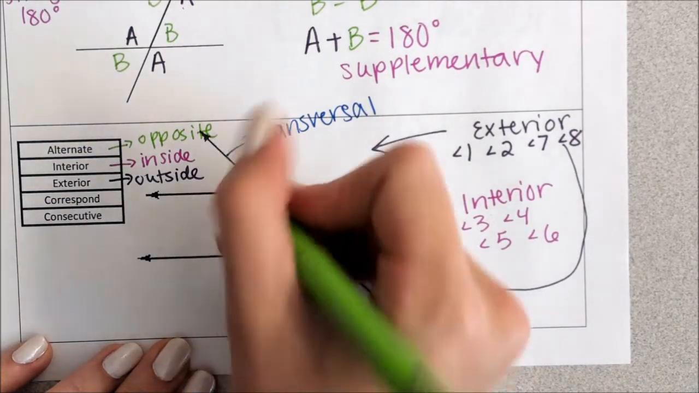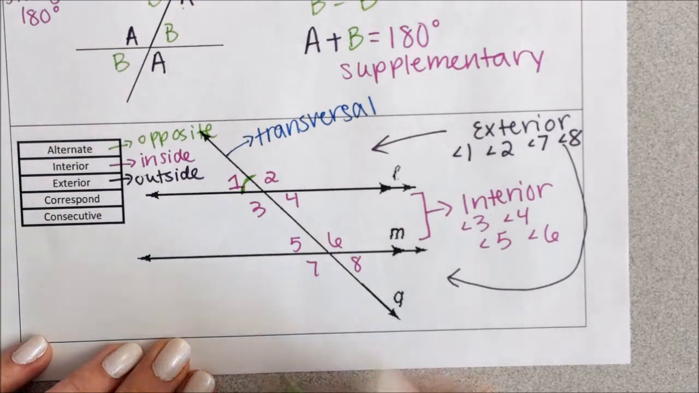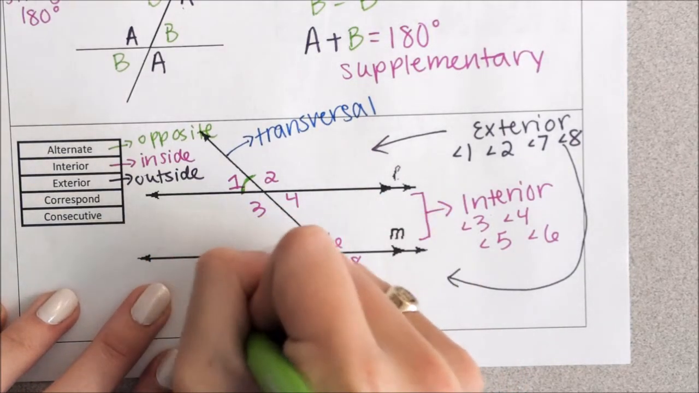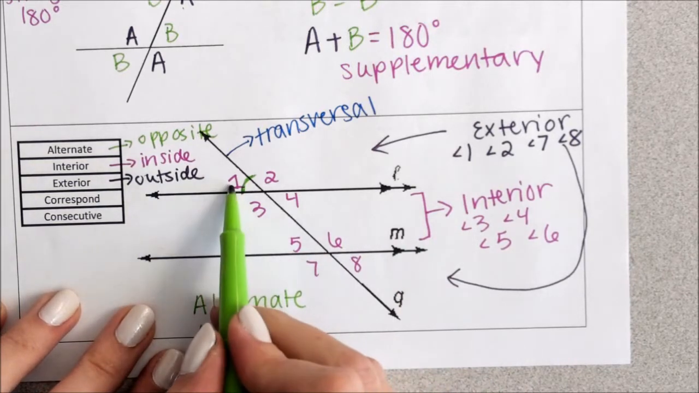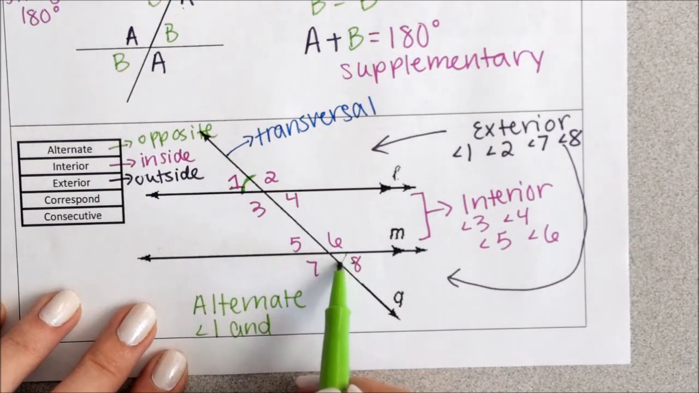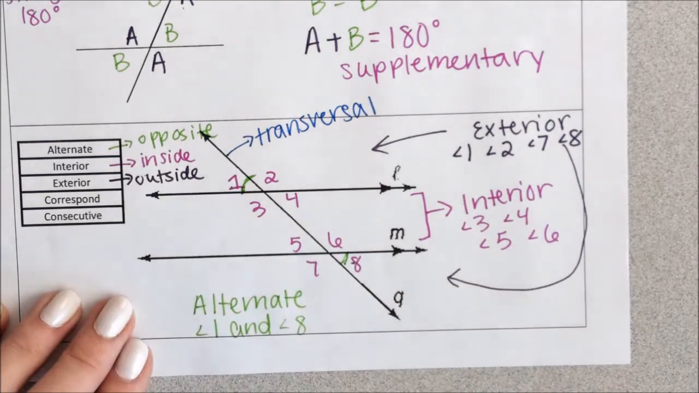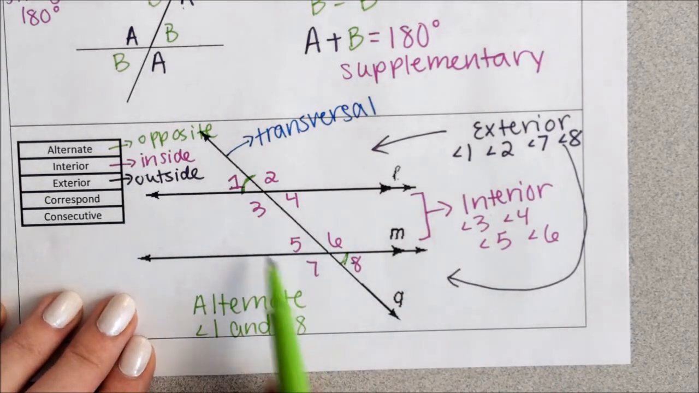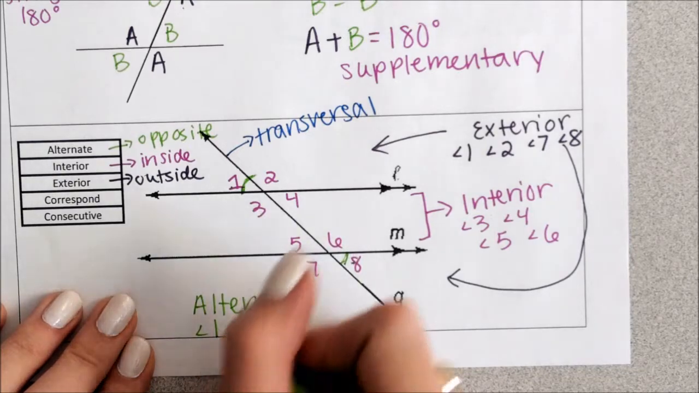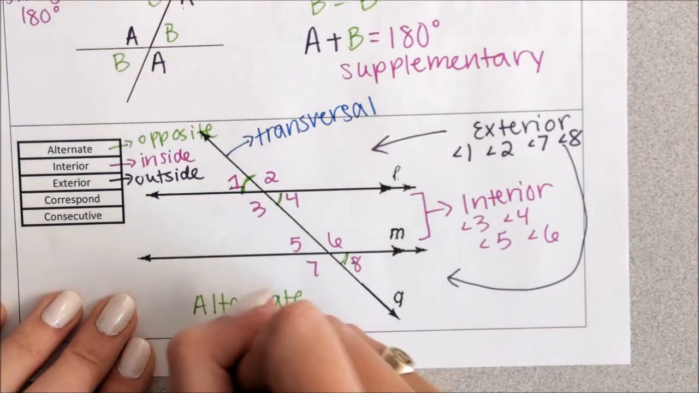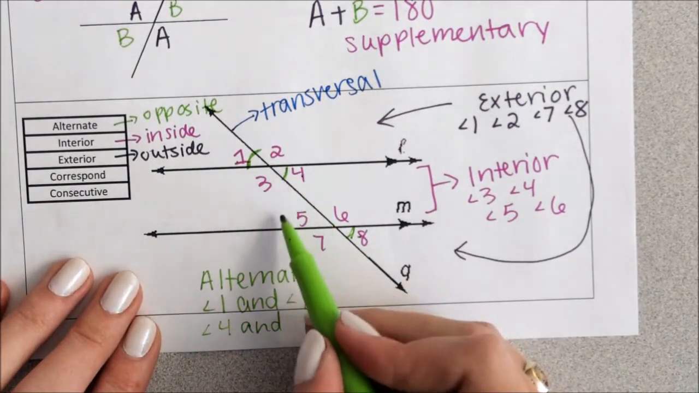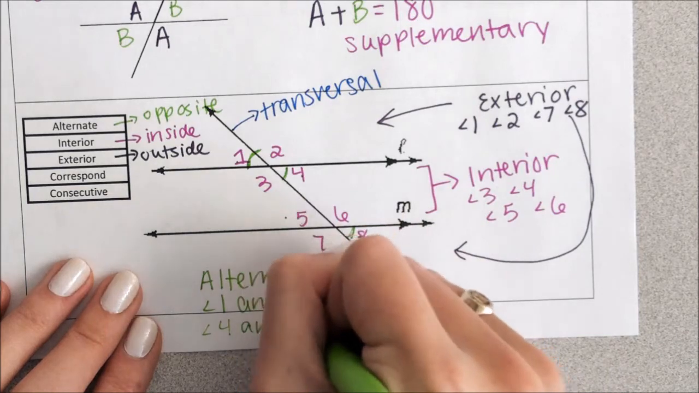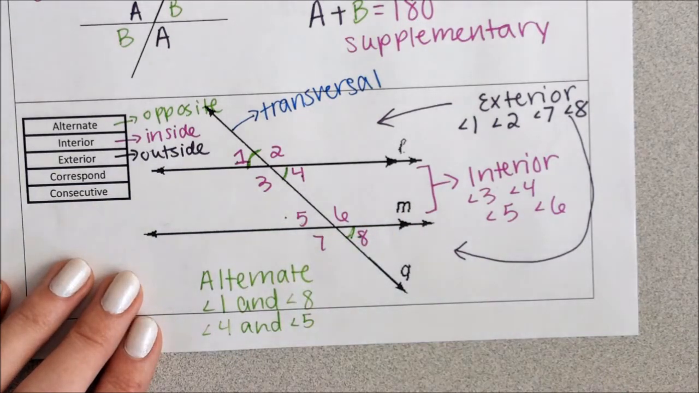So if we look at angle 1, alternate can be like angle 1, and I look at the other side of the transversal, angle 8. Angle 1 and angle 8 are going to be alternate. I also have alternate on the inside, so if we pick angle 4 and the other side of the transversal, that makes angle 5. Alright, two more relationships here.